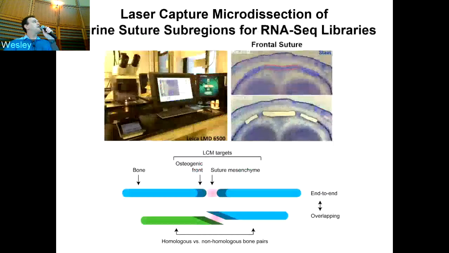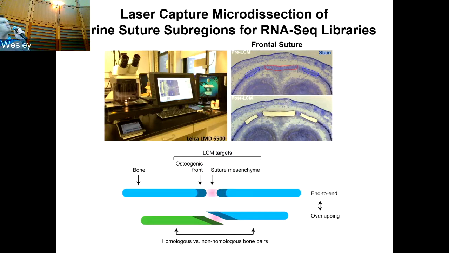Our approach is using laser capture, as illustrated at the top here. Basically, we take frozen sections of these mice at the appropriate ages. They're sectioned in a plane that's most appropriate for the suture we're interested in dissecting. In the case of the frontal, we're dissecting out the osteogenic fronts and the suture mesenchyme. That's one population. Because the frontal bones are equivalent, unless there's a left-right difference, which we're assuming there isn't for this data set, we take them out as one separate population.